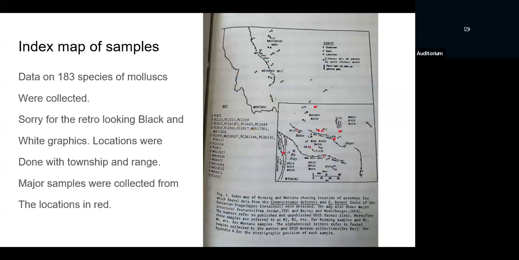All right, and this is the index map from my PhD dissertation. Unfortunately, it was done in the 70s before we had really high resolution graphics. But I think you get the idea.